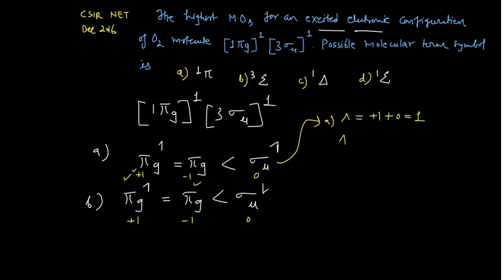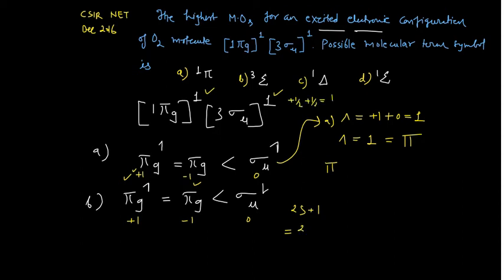Whenever this value is 1, I already told you, then you will use the Greek letter pi. So for this A, you will use pi. Now you have to calculate the spin, 2s plus 1. For 2s plus 1, these two electrons are unpaired, so both have the plus spin. So you can write +1/2 and +1/2, that will give you 1.